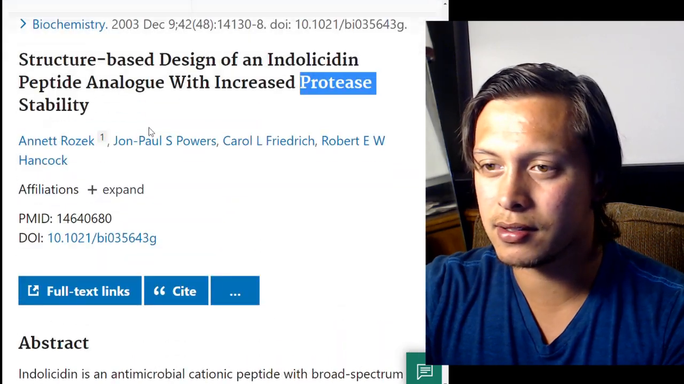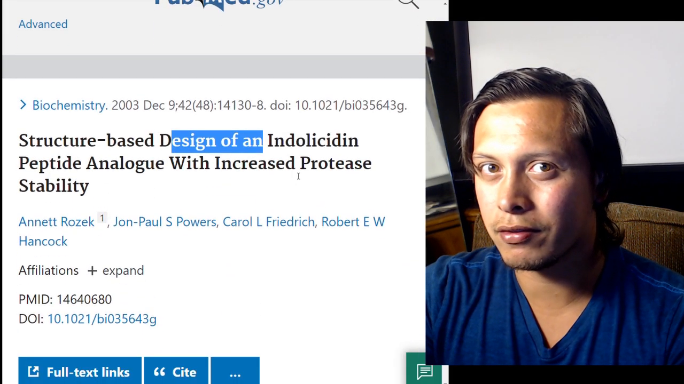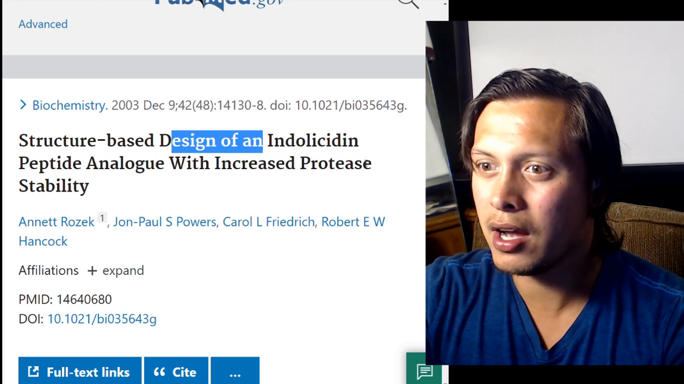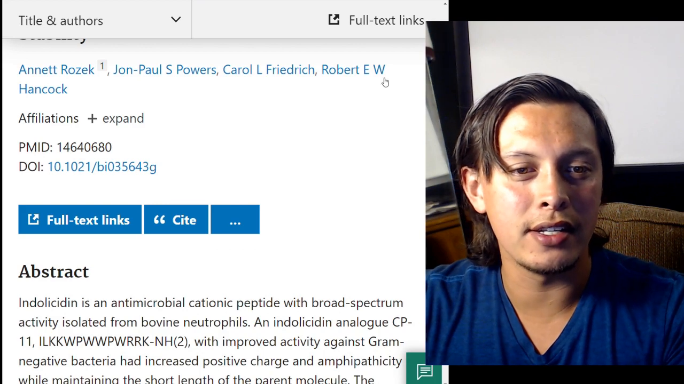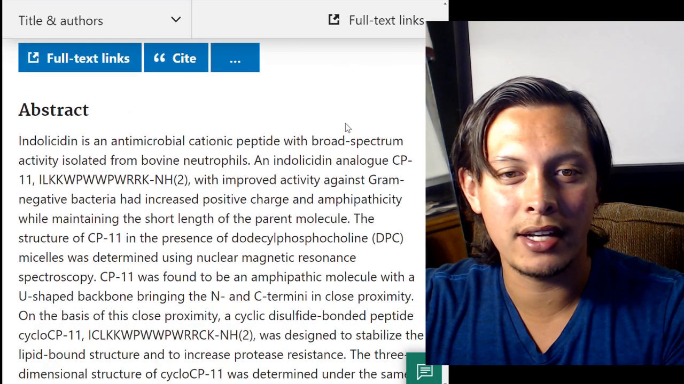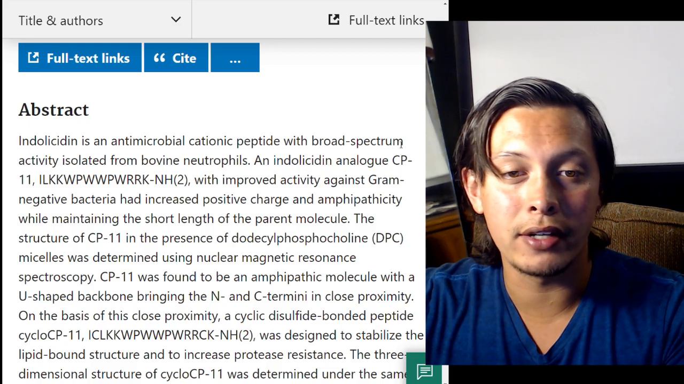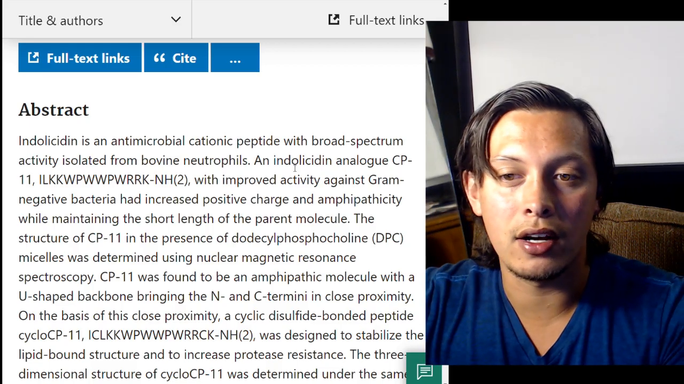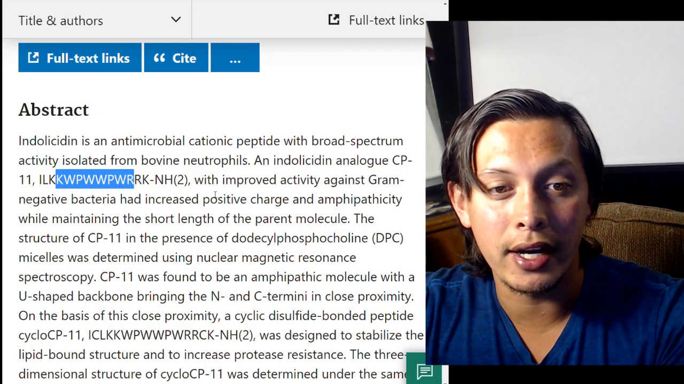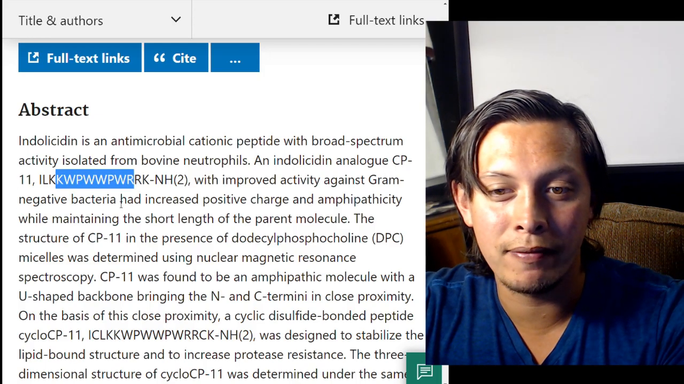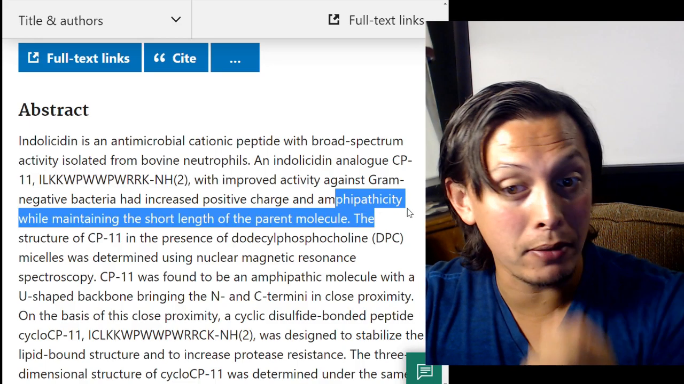2003, like there's a lot that you can learn from research that was done decades ago. So indolicidin is an antimicrobial cationic peptide with broad spectrum activity isolated from bovine neutrophils. An indolicidin analog, CP11, with improved activity against gram-negative bacteria, had increased positive charge and amphipathicity while maintaining the short length of the parent molecule.